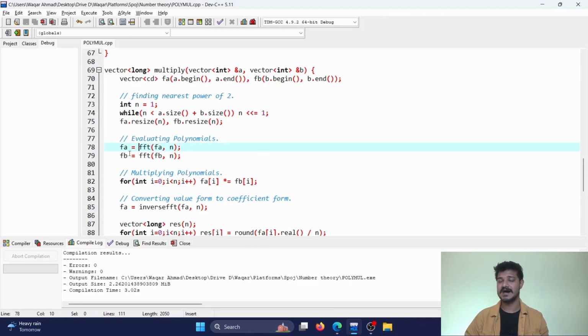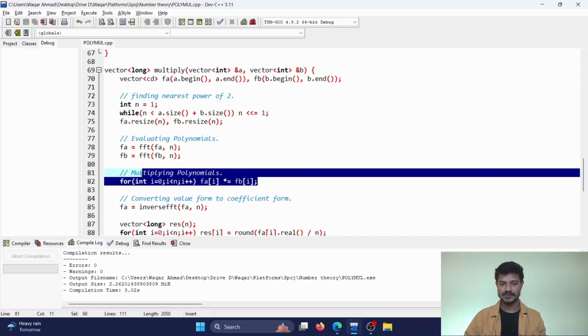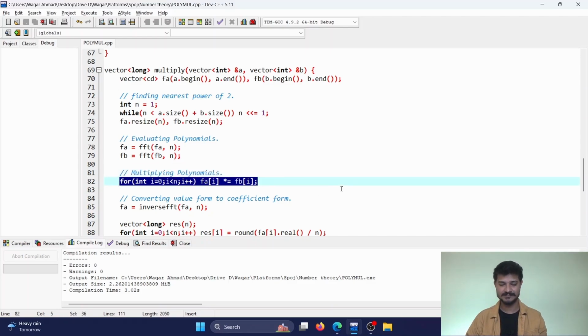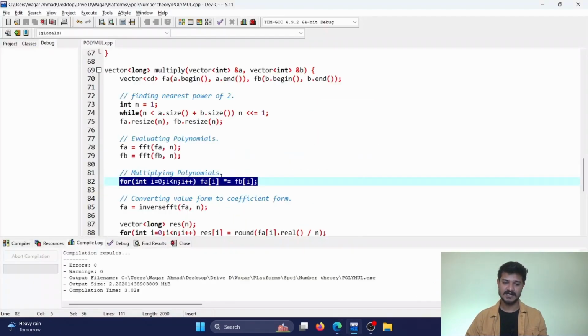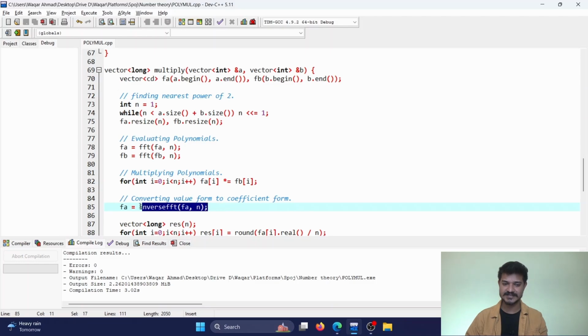Once FA and FB are in value form, multiplication is easy. Just run a loop till n, and FA is equal to FA times FB. Each value you can simply multiply, that we have seen in the very first lecture. So multiplication is done in linear time. Remember, convert them into value form, multiply in linear time. Now since I have updated fa itself, fa is your result, and then you can revert it back into coefficient form, because fa is again in value form.